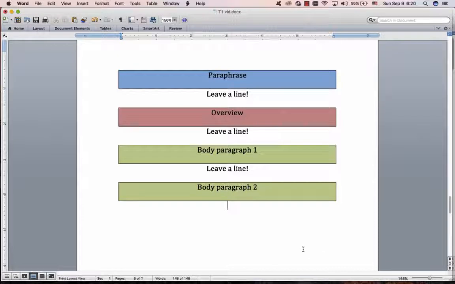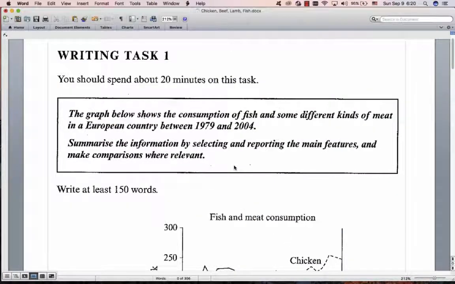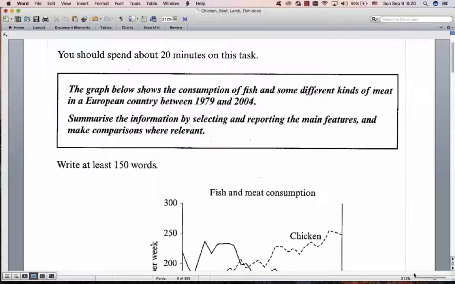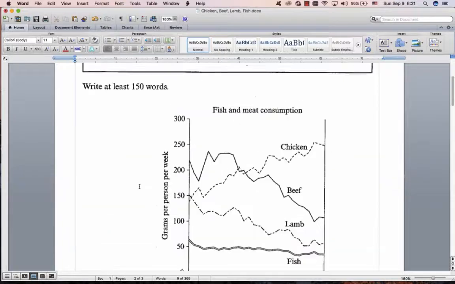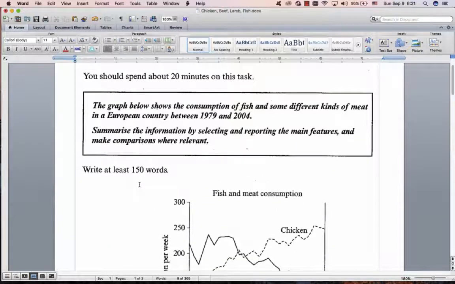We have beef, lamb, chicken, fish, 4 lines. So I'll probably do 2 lines here, 2 lines here. Okay, but the first thing we're going to do is, what are our noun phrases? So you're going to choose noun phrase 1, noun phrase 2, noun phrase 3. See if you can do it. Pause the video and see if you can see those 3 noun phrases.